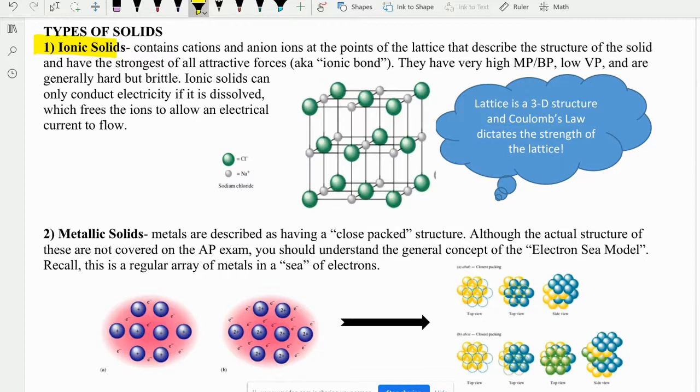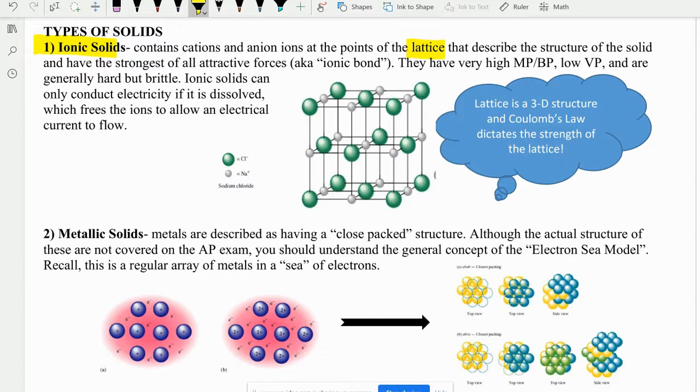And again, when you have this happen, you are going to have a lattice that is formed. Okay, and I put an image right below that you can see an example of a lattice structure between sodium and chlorine. Ionic solids are going to have the strongest attractive forces of all because these are full charges. They have very high melting points, very high boiling points, and low vapor pressure. They're generally going to be brittle, so if I tried to smash them, they will shatter.